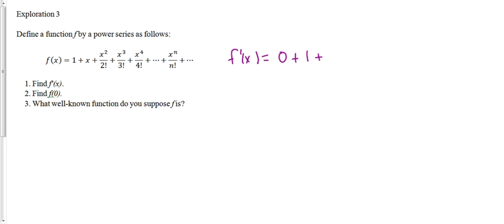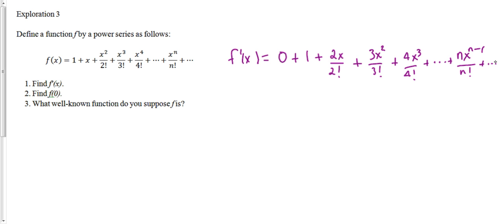When we take the derivative of x squared over 2 factorial, we're going to get 2x over 2 factorial. When we take the derivative of x cubed over 3 factorial, we're going to get 3x squared over 3 factorial. The next term is going to give us 4x cubed over 4 factorial. And then when we get out to the general term, we're going to get n times x to the n minus 1 over n factorial. And of course, that's going to keep going on to infinity.